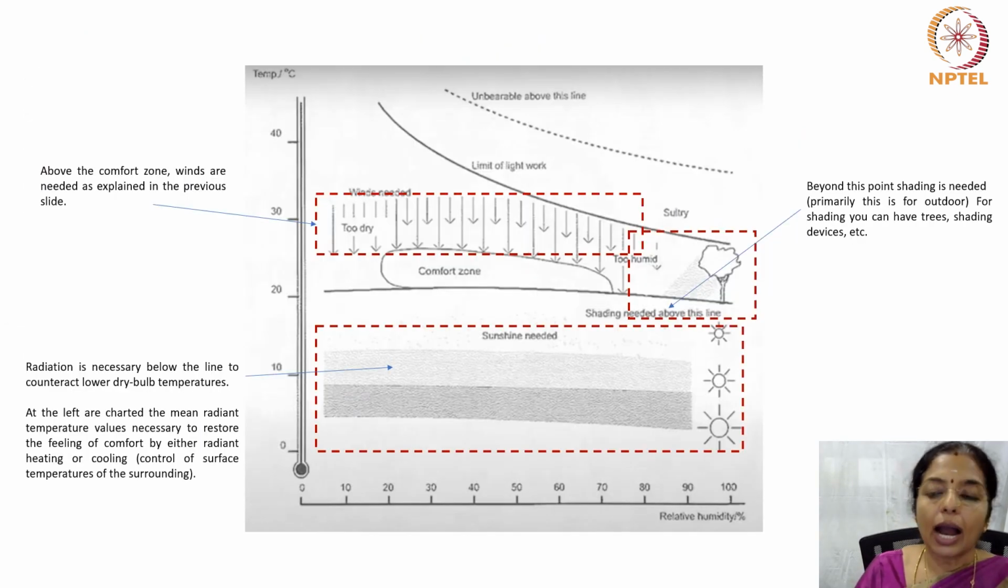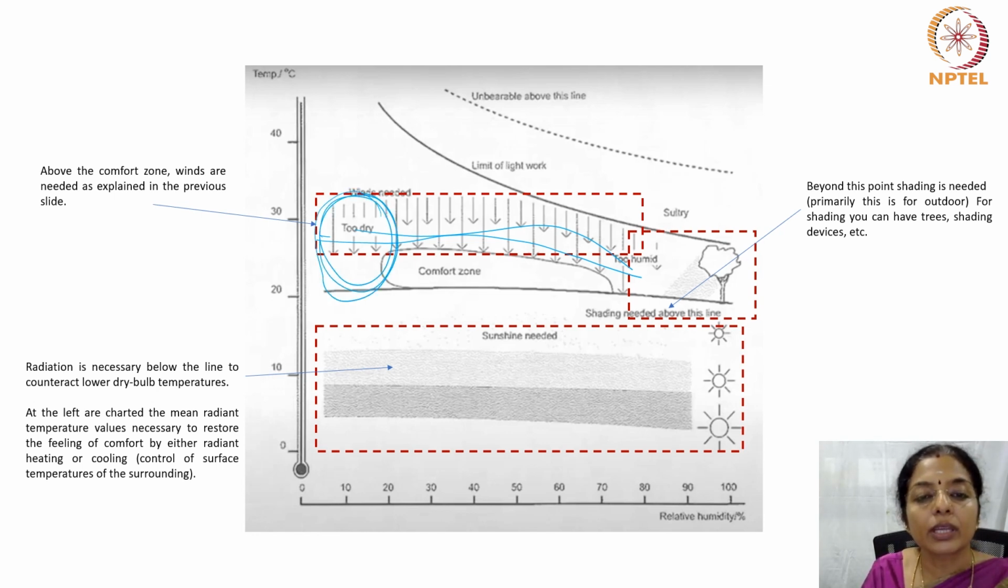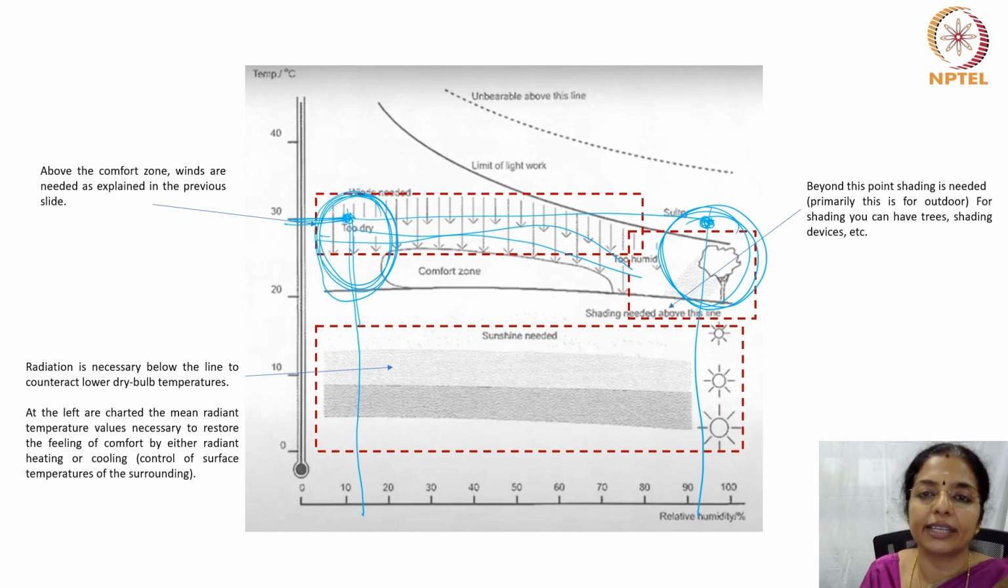So, above the comfort zone, winds are needed. You need breeze above the comfort zone, and this part becomes too dry. As I had already given you the example of say 30 degrees centigrade and 10 to 15% humidity will make a person feel very dry. And this part will make a person feel very humid or sultry. At 30 degrees centigrade temperature and 95% humidity, it's going to be extremely sultry.